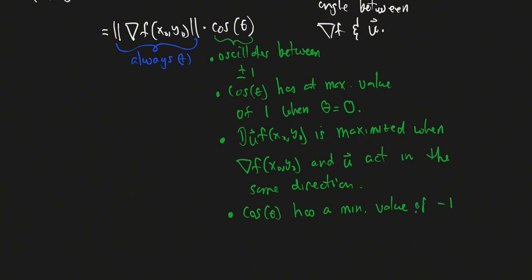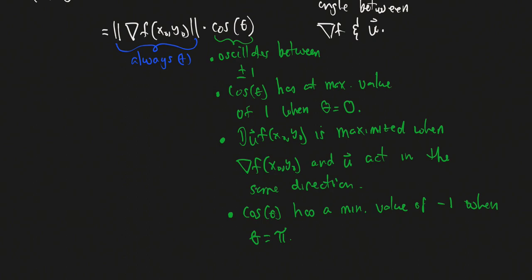So cosine has a minimum value of -1 when theta is equal to pi. So geometrically, what does that mean? When the angle between two vectors is pi, it means they're pointing in the exact opposite direction. So our directional derivative is going to be minimized when the gradient vector and the direction vector act in the opposite direction, right?